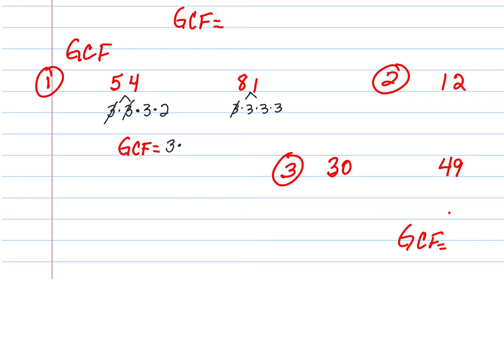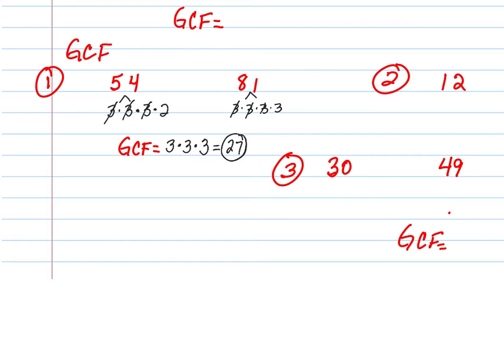They share another 3. Mark it off, write it down. And they share another 3. Mark it off, and write it down. Do they share anything else? No. So 3 times 3 is 9. Times 3? 27 would be the greatest common factor.